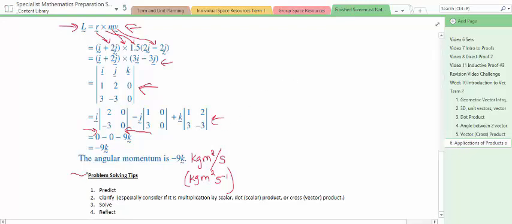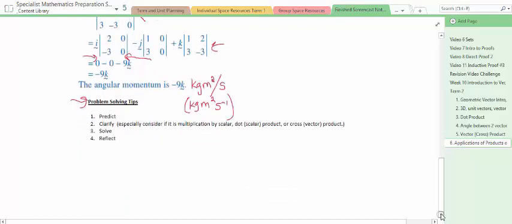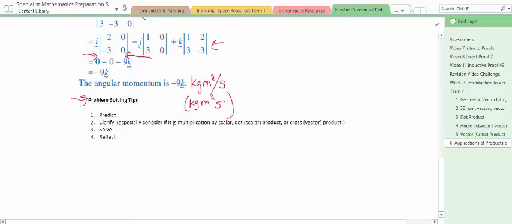Some general problem solving tips with these sort of things. Remember to predict what's probably going to be involved based on your initial impression, your initial look at it. Clarify, which means what information has been given. What do I need to find? In particular, especially consider if it is multiplication by a scalar or a dot product or a cross product. It could be one of those. Then do the maths, solve it, showing your working. Because once you've done step 2, step 3 is a logical progression from there.